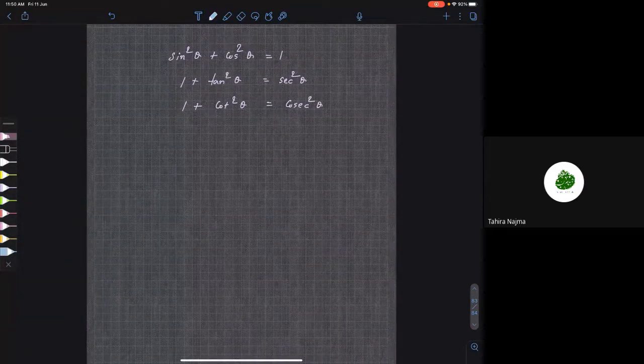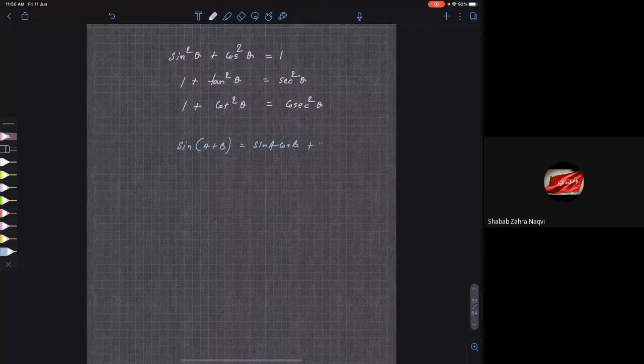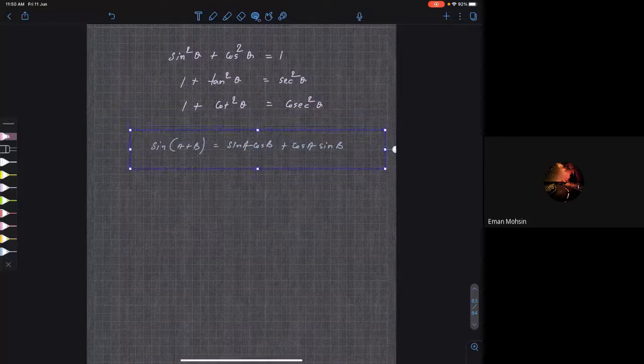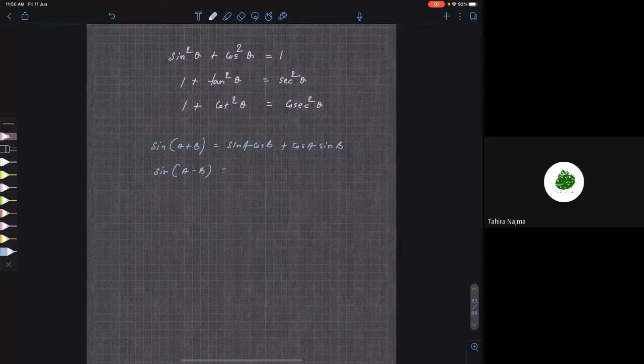After this, we have sine of A plus B equals sin A cos B plus cos A sin B. Sine of A minus B equals sin A cos B minus cos A sin B.